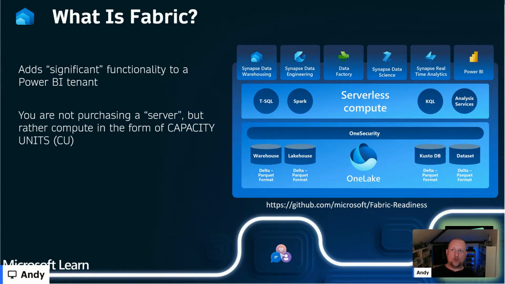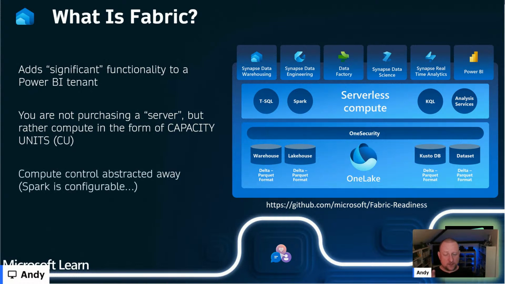Instead of having to worry about lots of different types of compute for lots of different types of services like Spark, like SQL, like Data Factory, we've got a single form of compute, which is capacity, where we're purchasing a certain number of capacity units that we can use in a certain time frame, and then we can use whichever of the services meets our needs and requirements in the data platform.